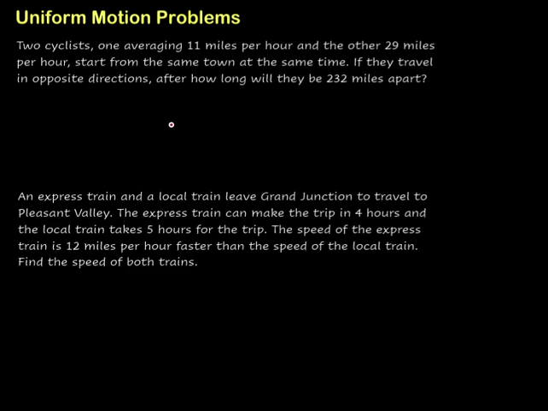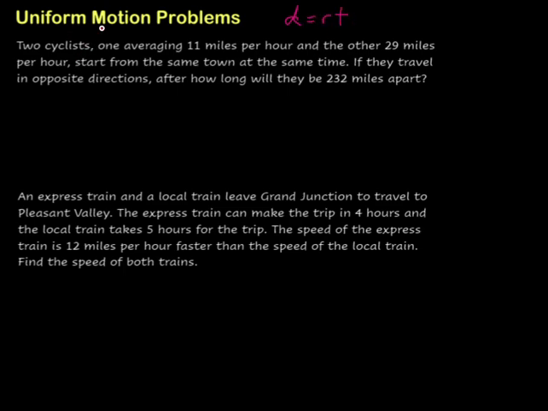So this first one right here says: two cyclists, one averaging 11 miles per hour and the other 29 miles per hour, start in the same town at the same time. If they travel in opposite directions, after how long will they be 232 miles apart? Okay, maybe that gives you some flashbacks to problems that you've heard before. But let's figure out how we can deal with this.